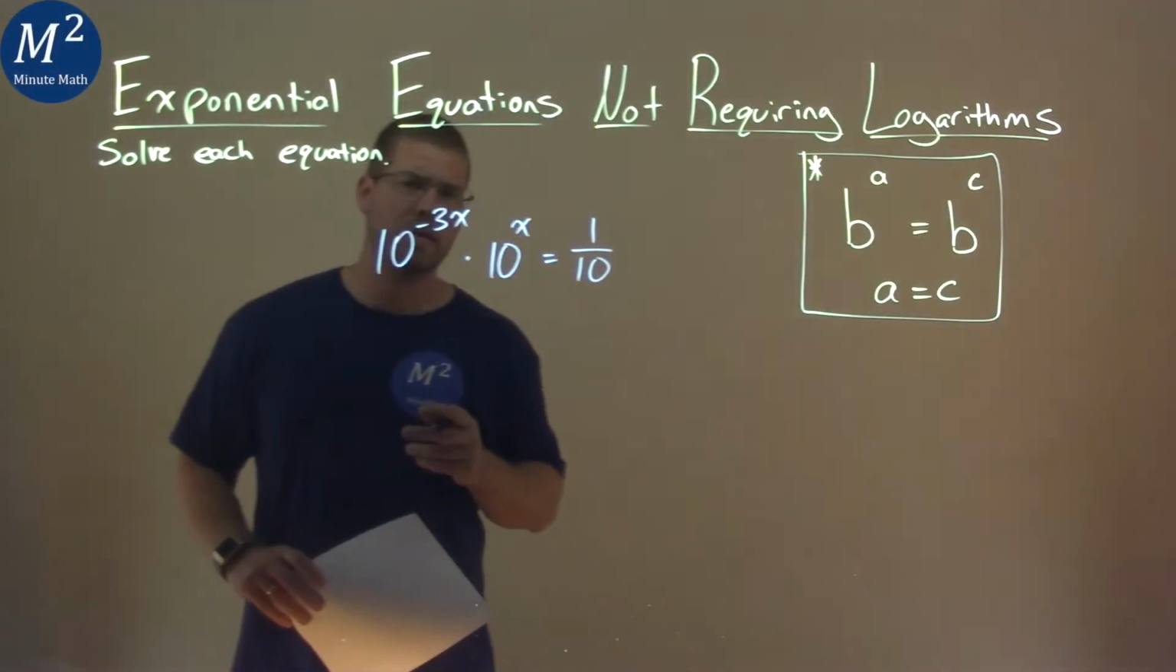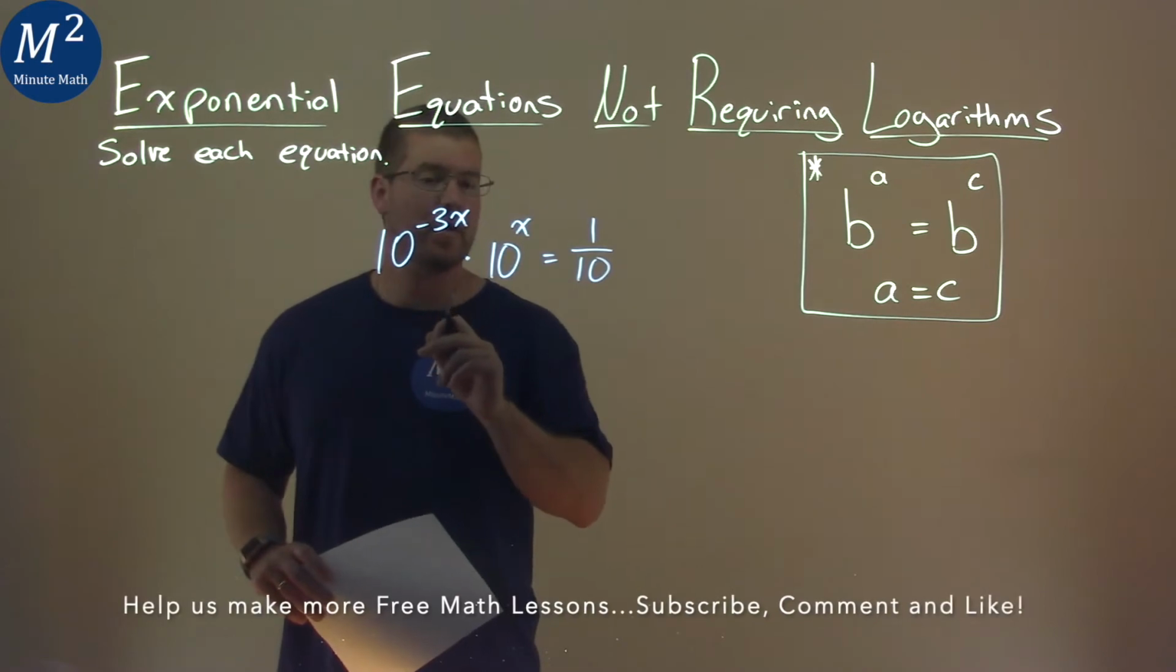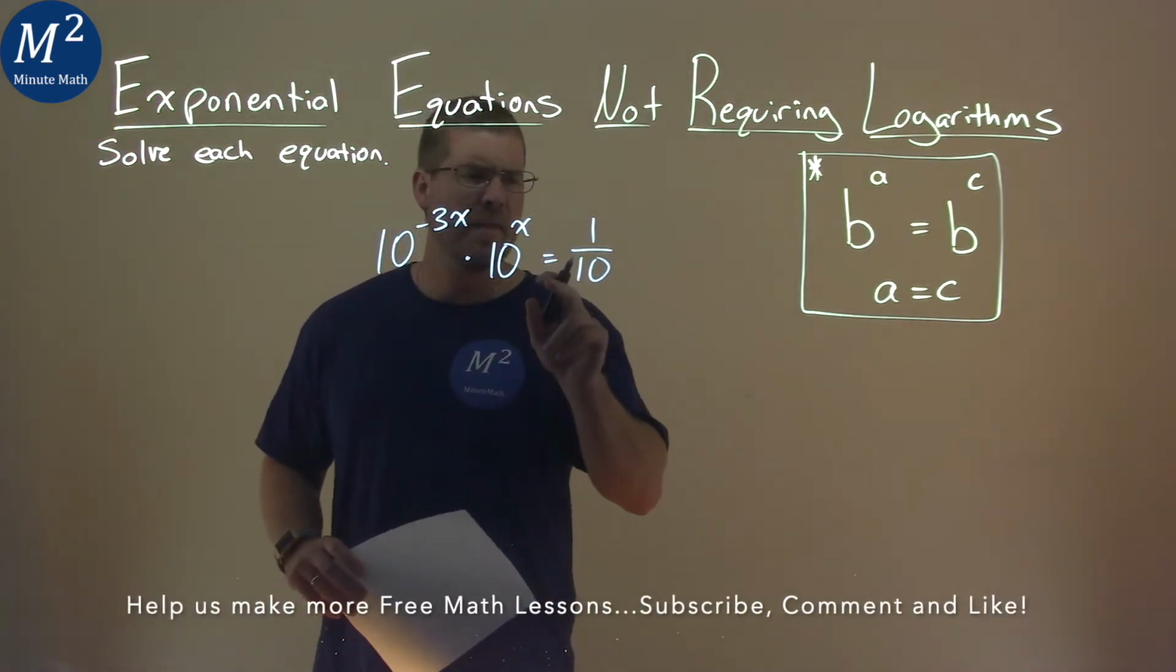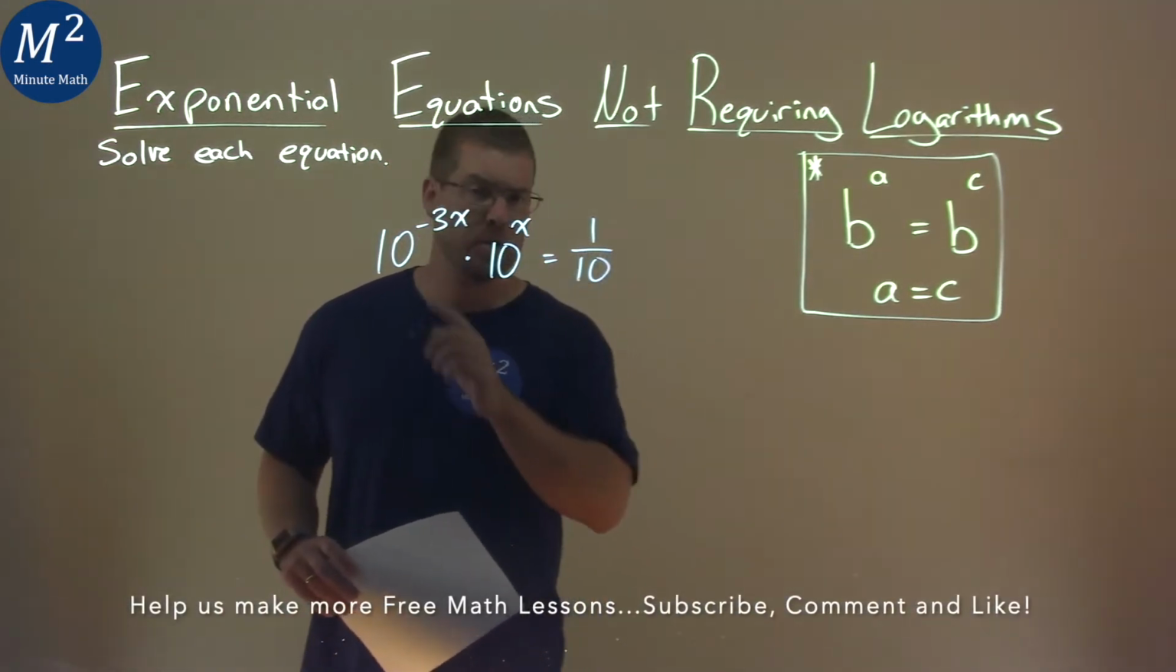We're given this problem right here, 10 to the negative 3x power times 10 to the x power, and that's equal to 1 over 10. And we have to solve this.